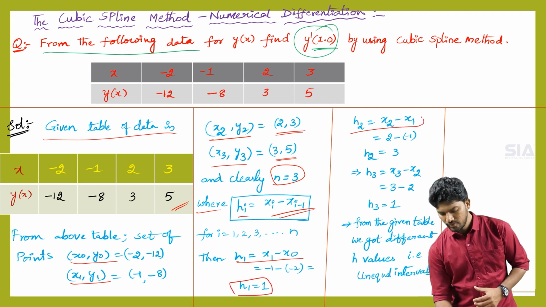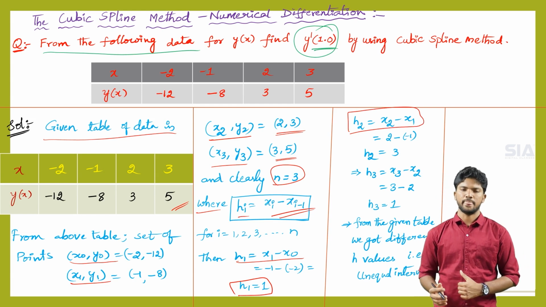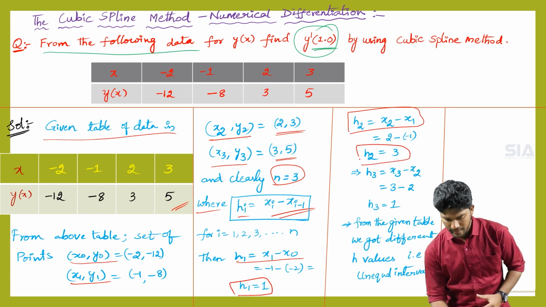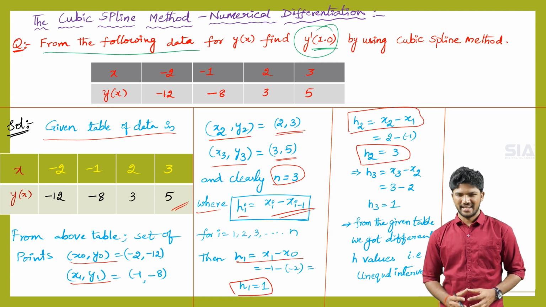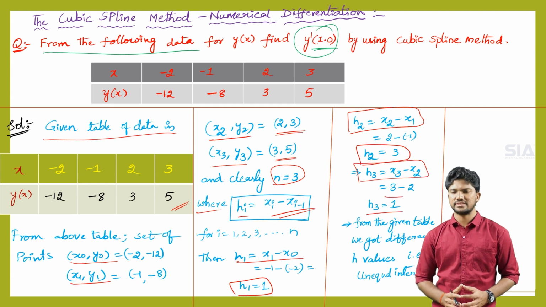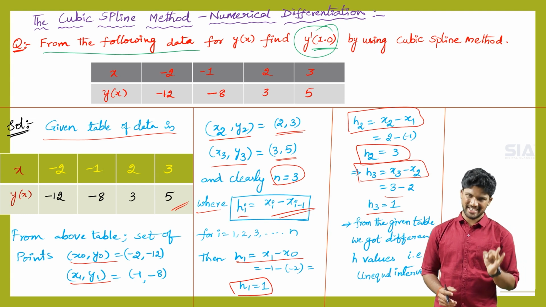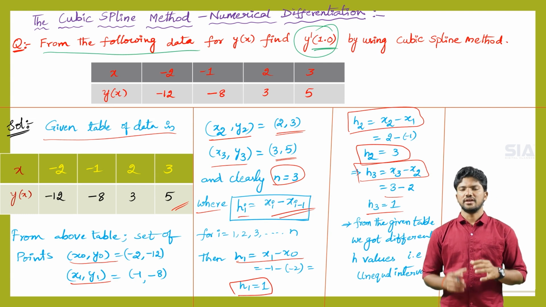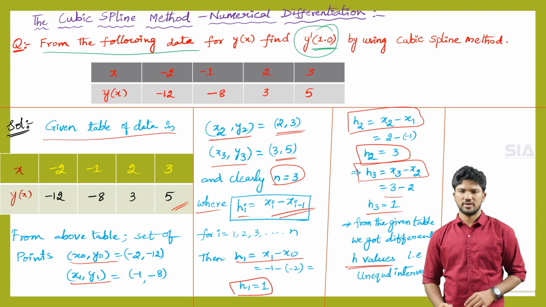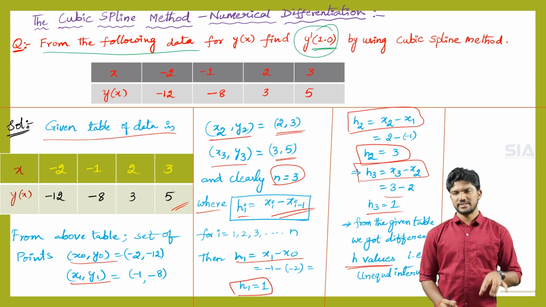Next h2. Why do we have to derive all these values? So we can use those values in the next formula. h2 is equal to x2 minus x1. Substituting the values, h2 is equal to 3. Next h3, you will get from the formula, so h3 is equal to 1. So h1 is equal to 1, h2 is equal to 3 and h3 is equal to 1. From the given table we got the different small h values. The given set of data points is clearly an unequally spaced function.